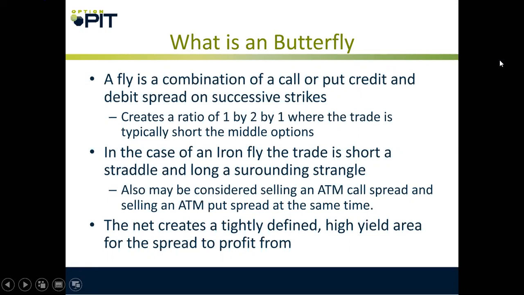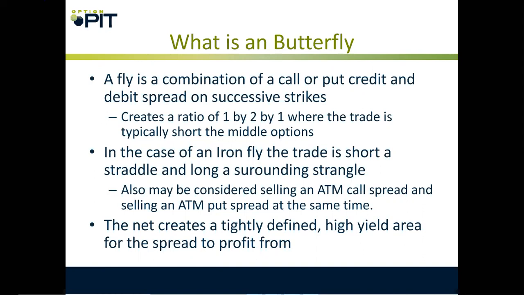So just the basics. A butterfly is a combination of a call spread or put credit and debit spread on successive strikes. It creates a 1-by-2-by-1 ratio where the trade is typically short the two middle options. In the case of an iron fly, which I'm going to use fly and iron fly pretty interchangeably, an iron fly is going to be short a straddle and long the surrounding strangle, or vice versa. You could also consider selling an at-the-money call spread and an at-the-money put spread at the same time. All sorts of different ways of thinking about the way butterflies work. And the net creates a tightly defined high-yield area for the spread to profit from. And that is your classic butterfly income spread that many of you maybe have seen before.